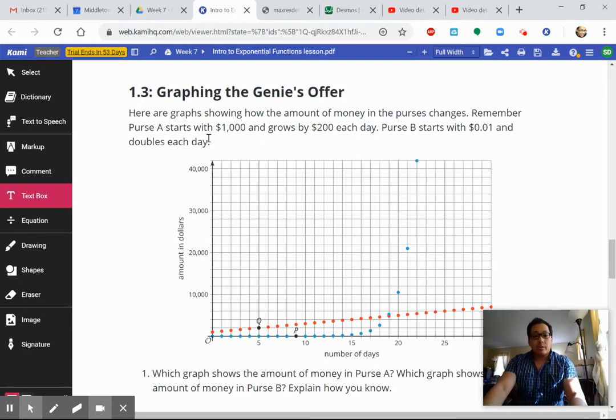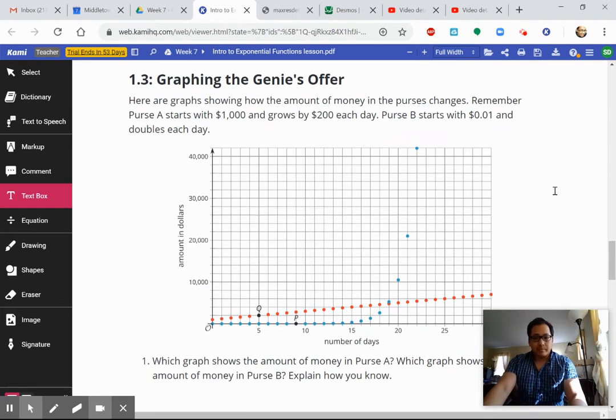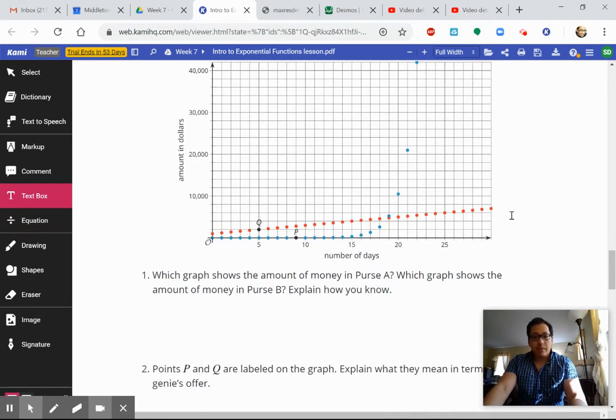Okay, so here are some graphs showing how the amount of money in the purses changes. Remember, purse A starts with $1,000 and grows by $200 each day, and purse B starts with a penny and doubles each day. Here are two graphs. There's a red graph and a blue graph. Which graph shows the amount of money in purse A?